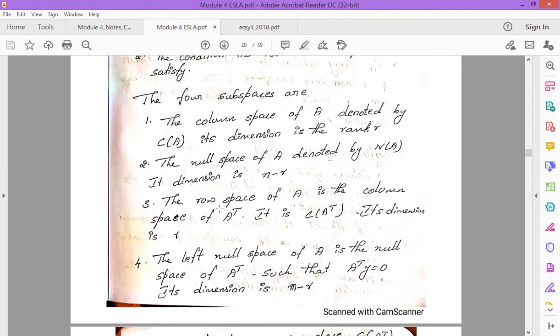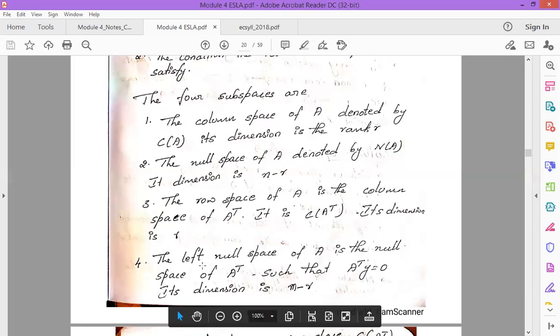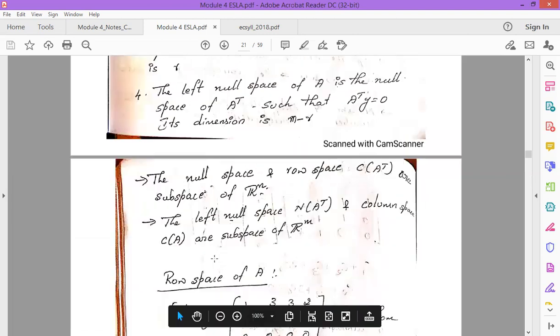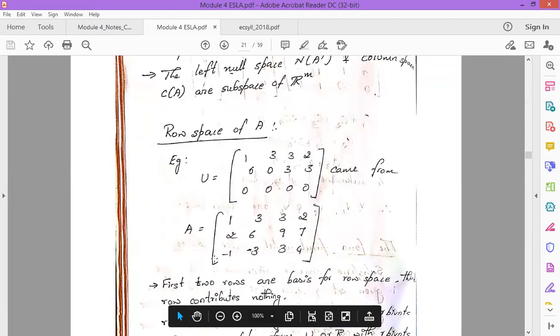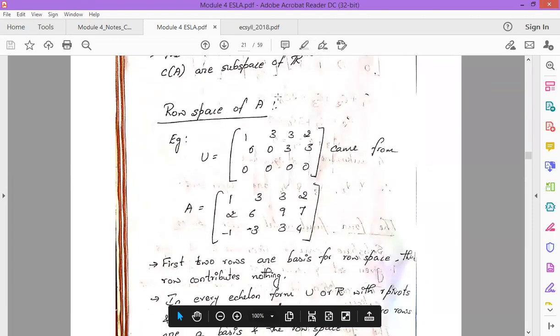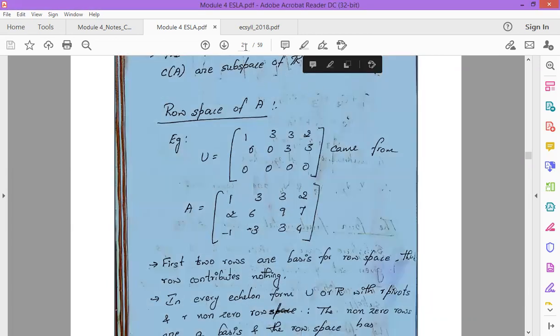The third one, the row space, you take the transpose of the matrix A and from that identify the row space. Similarly, the fourth, the left null space, is the null space of A transpose. If you are asked to calculate these four subspaces, these are the parameters you need to calculate in the problem. Instead of this, we'll take one problem and directly solve it.